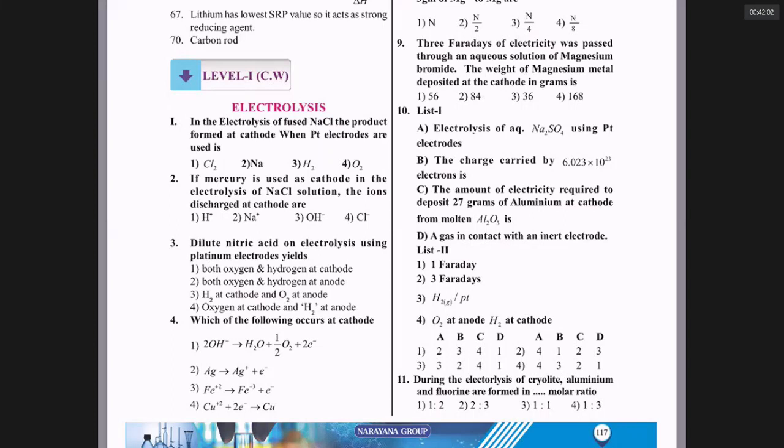Whenever you are electrolyzing aqueous Na2SO4 using platinum electrodes, oxygen gas comes at anode and hydrogen gas comes at cathode is 2. The charge carried by Avogadro number of electrons is called 1 Faraday, that is 2. The amount of electricity required to deposit 27 grams of aluminum at cathode is 3 Faradays, that is for sure. A gas in contact with an inert electrode is what, sir? Hydrogen.